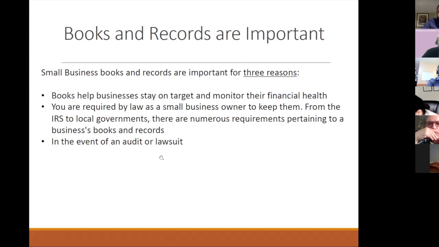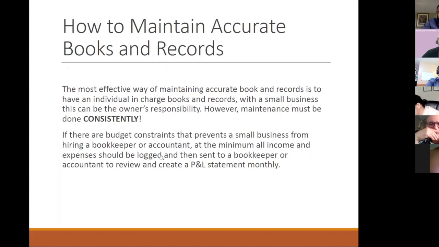All right, we're going to move on. So I think we mentioned this. I'm going to go through it briefly: how to maintain accurate books and records. And somebody said we have to do it consistently, right? If a budget constraint prevents a small business from hiring a bookkeeper and accountant, at the minimum, all income and expenses should be logged and then sent to a bookkeeper or accountant to review, monthly or quarterly. But you want to make sure that you're doing the right thing, because the worst thing you can do when you go to get a loan is send your balance sheet and it doesn't balance. Right. Next slide.